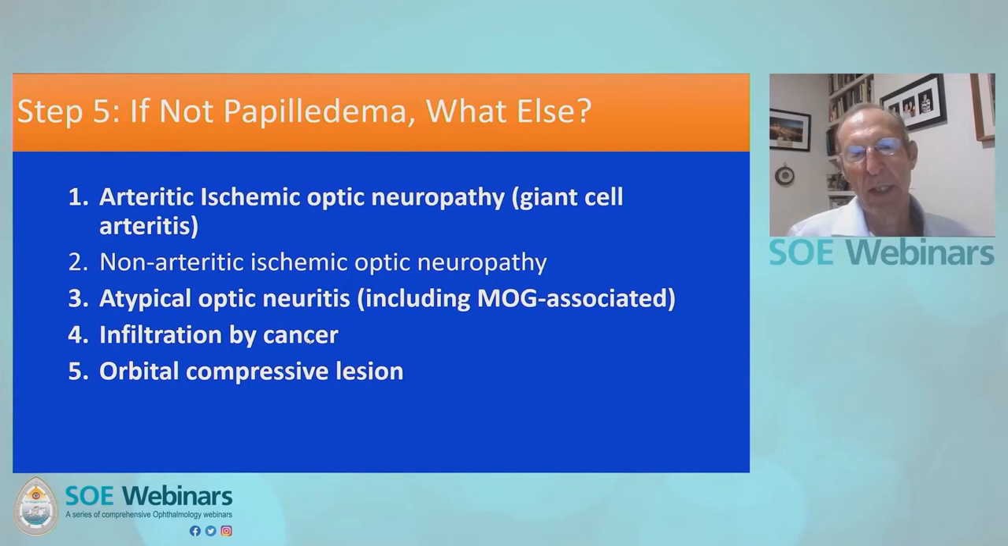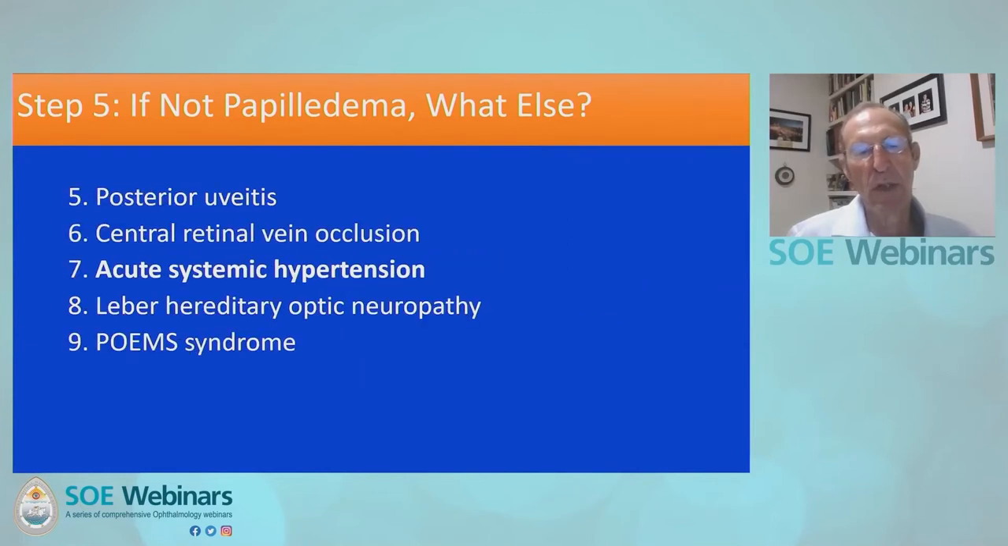Infiltration by cancer is a diagnosis you don't want to miss because patients will certainly hold it against you if there has been a delay in diagnosis, even if medically speaking, the diagnosis is not urgent. Orbital compressive lesions we've talked about before, they can certainly be causes, usually unilateral, but in Graves' disease, bilateral optic disc elevation. And there again, diagnosis is important and urgent.